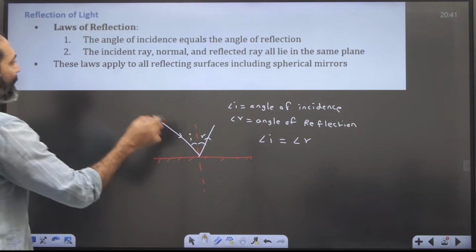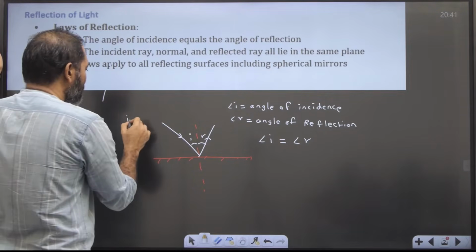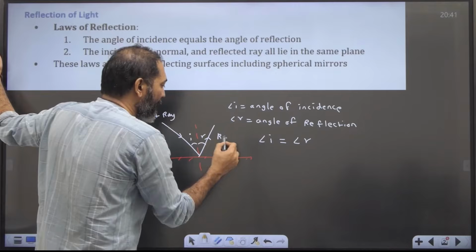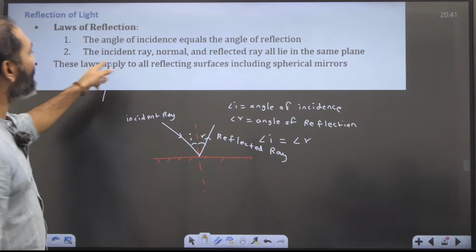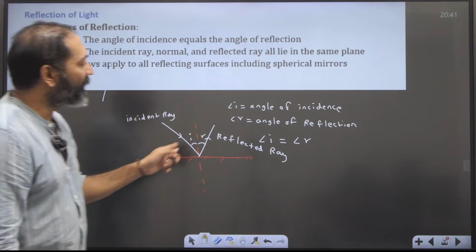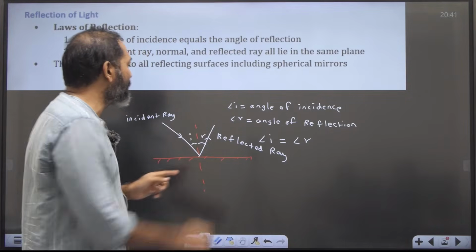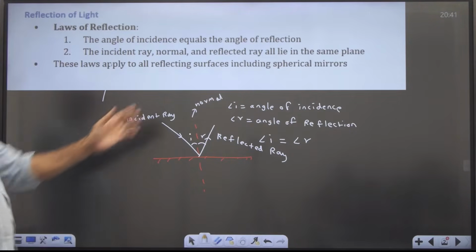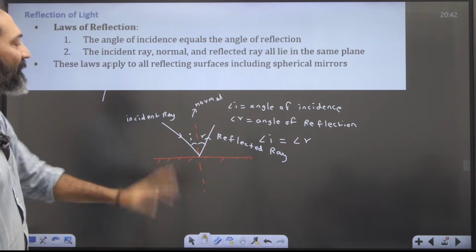Now, what is an incident ray? This is the incident ray. This is the reflected ray. So what is the angle of incidence? It is the angle between the incident ray and the normal. What is the angle of reflection? The angle between the reflected ray and the normal. The red dotted line is the normal. So that is the law of reflection. These laws apply to all reflecting surfaces, including spherical mirrors.